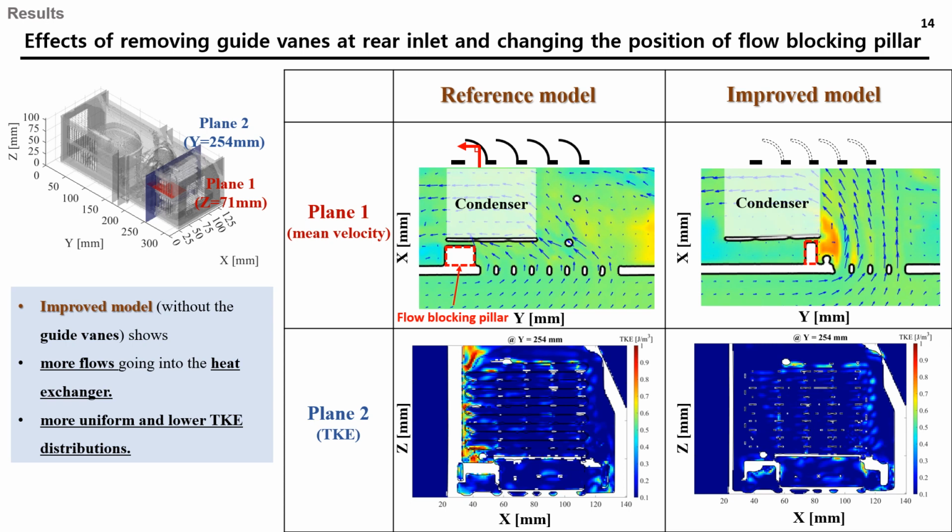And next, we will discuss the effect of removing the guidance and the location change of the flow blocking pillar. As you can see, these two modifications had a significant impact on the flow entering from the inlet, leading to the elimination of a bypass flow and a rapid flow band between the condenser and the rear panel. Therefore, in the improved model, you can see that more flow is directed into the condenser and there is a lower TKE distribution.